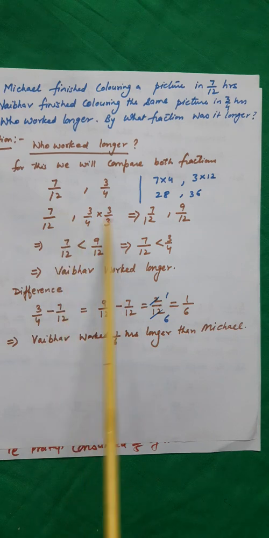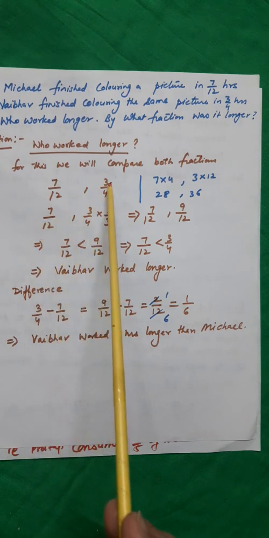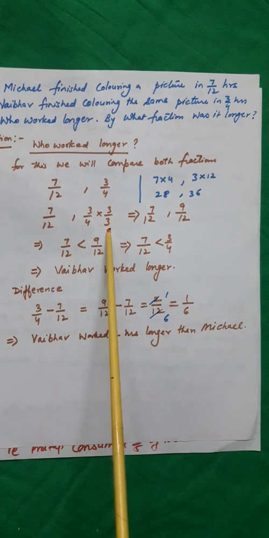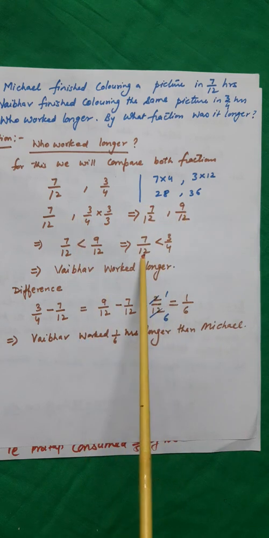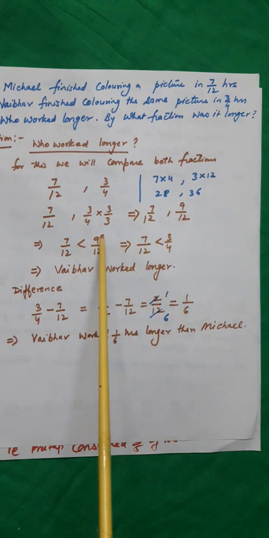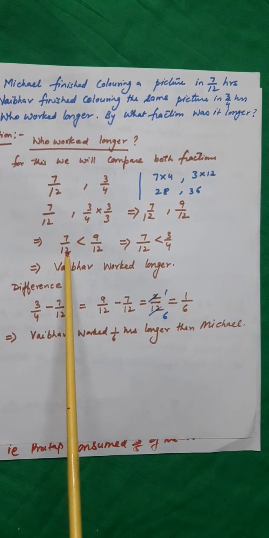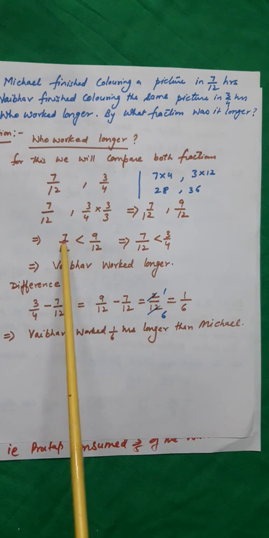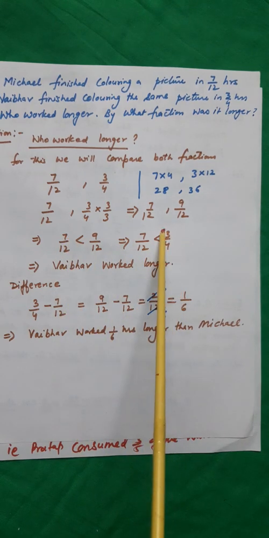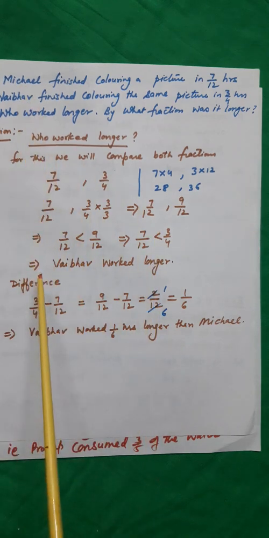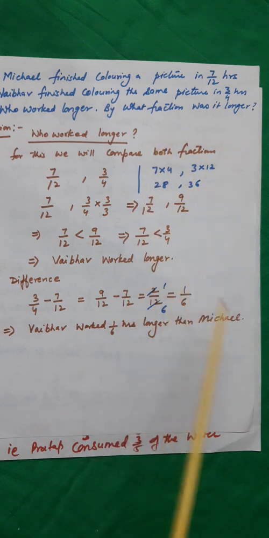Another method, here we make the denominators same. 7 upon 12 remains like this. Here 3 by 4 into 3 upon 3. This implies 7 upon 12, comma 9 upon 12. Now this shows that 9 upon 12 is greater than 7 upon 12. So this implies that 7 upon 12 is less than 3 by 4. Now 3 by 4 was corresponding to Weber. Therefore Weber worked longer. By what fraction was it longer?